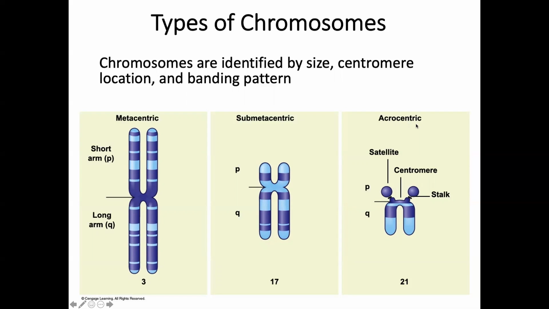In humans, the shorter arm of each chromosome is called the P arm, and the long arm is called the Q arm. The symbol P was chosen for the short arm because it stands for the word petite, which in French means small. The symbol Q was chosen for the long arm because it is the next letter in the alphabet. So this is easier for you to remember.